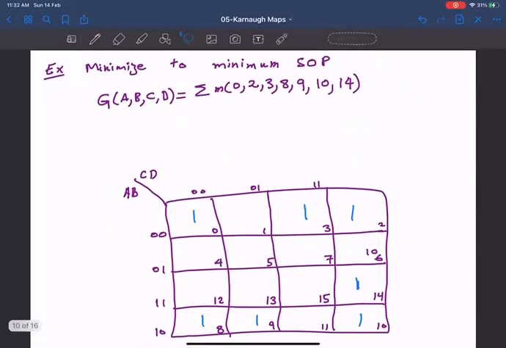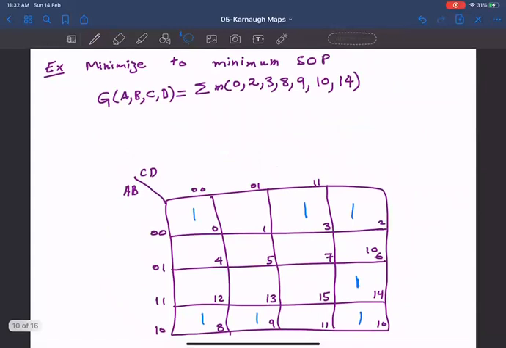Okay, so we would like to minimize G, which is a function of A, B, C, D, and having these min terms here. This is the function plotted here. We would like to minimize it into minimum sum of product. How can we proceed? Who can suggest a group for us?